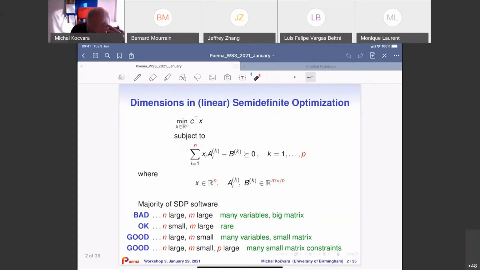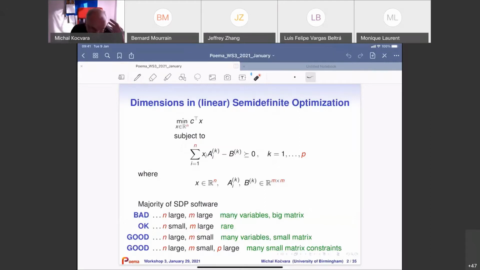Now, what is good and what is bad for the majority of SDP software? I'm talking basically about software based on interior point methods, or perhaps the augmented Lagrangian method as well. What is bad if we have many variables and a big matrix, a large matrix inequality? Then every software has troubles with that, and why is that? We will see on the next slide. The case when n is small and m is large is relatively rare, so I just didn't investigate that too much.